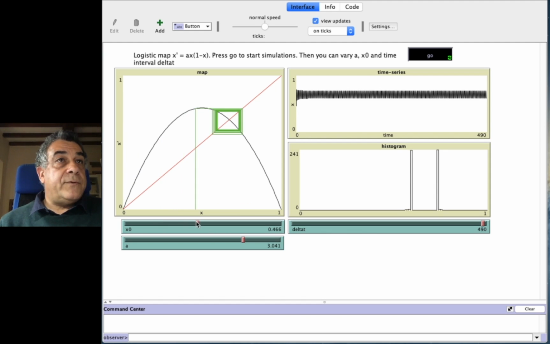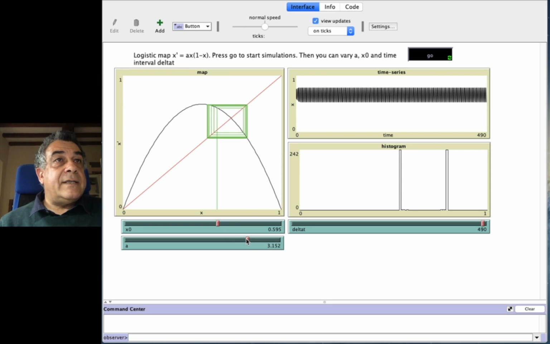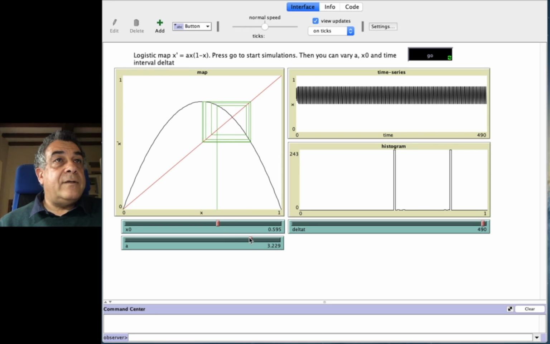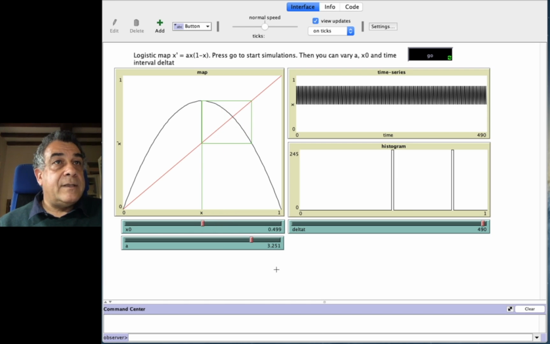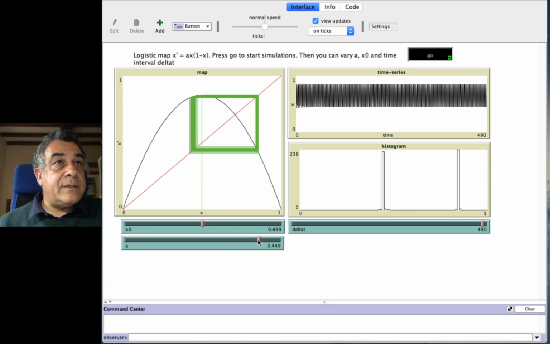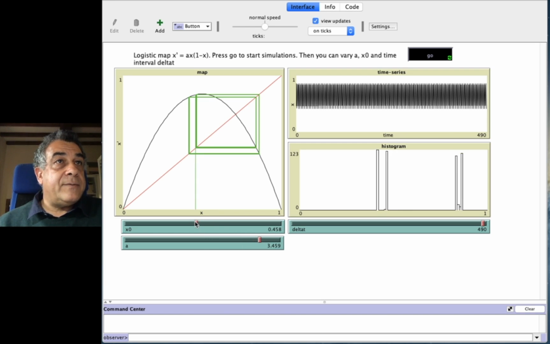If you start from a very special initial condition, you see the limit cycle here. And by increasing again the value of A, you may have a period 2. Now it's still period 1, we increase a bit, and now we have a larger period. Actually, you see, we have a period 4.